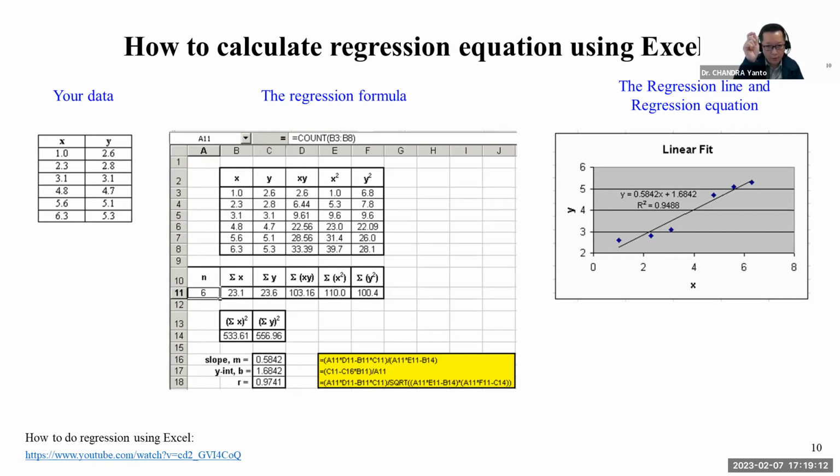And you also have the sum of x squared from E3 to E8. You just add them up, and that gives you 110. And you do the same for y squared. And then you enter them in the calculation of the sum of x, you square them, right? The sum of x, you square them.